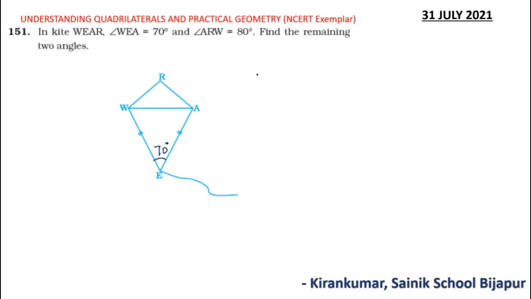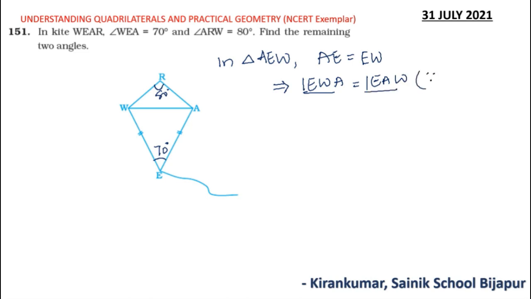Here we can find the two pair of angles in an easier way. For that, observe the triangle AEW. In this triangle, we have AE equal to EW. This implies angle EWA will be equal to angle EAW. Reason: equal sides make equal angles.